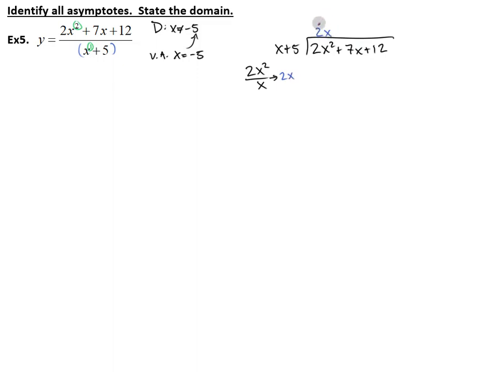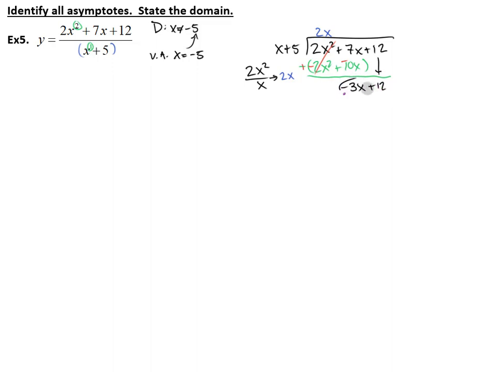Okay, then we distribute our 2x times x and times 5. So that gives me 2x squared. 2x times 5 is 10x. Now remember, we need to subtract this entire line, and we did that through adding the opposites. So these cancel. We end up getting -3x, and we can drop down the plus 12.